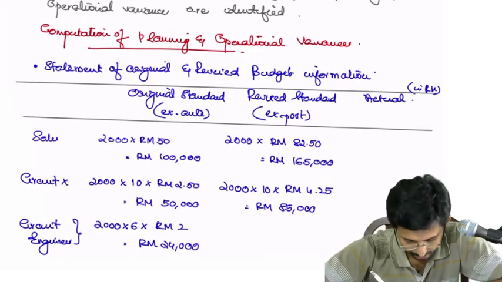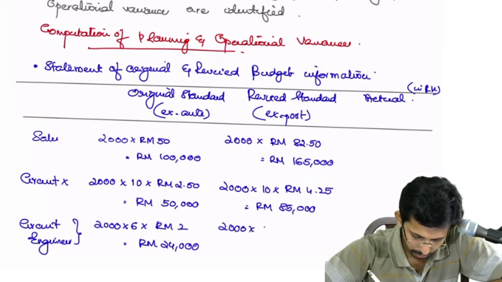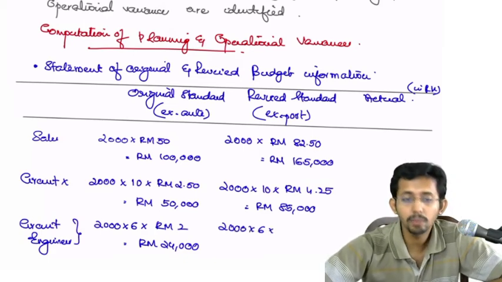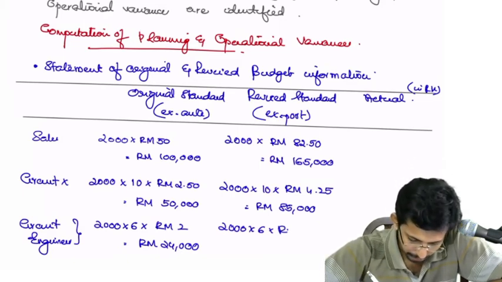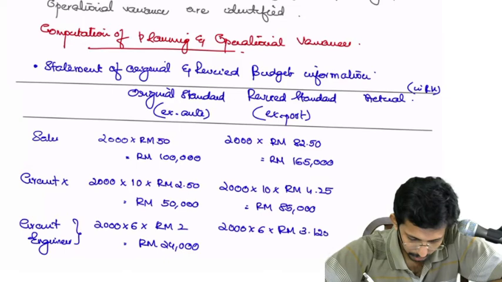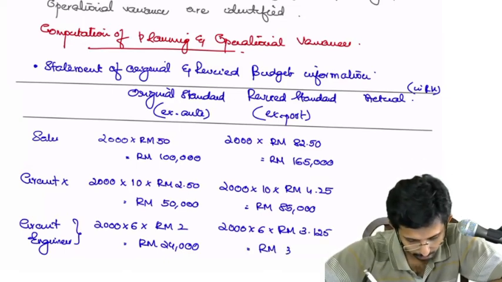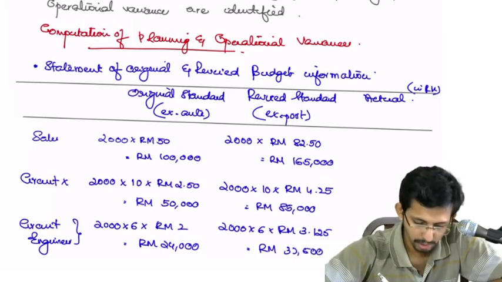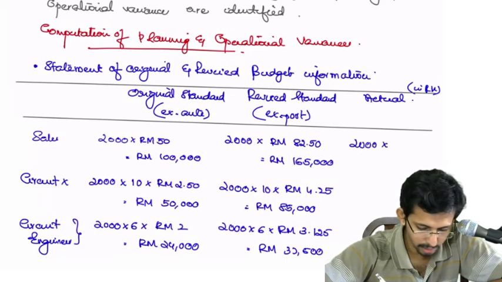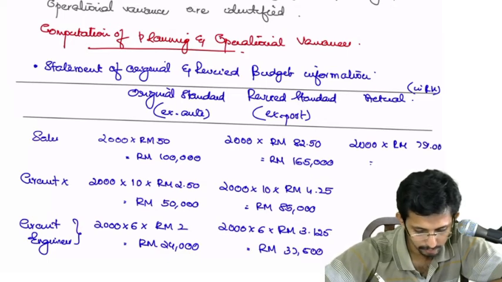Okay, next is how many hours? It is 2000 units into 6, but the rate per hour has increased from 2 to 3.125 RM. So total will be 37,500. Now actual: 2000 into RM 79. So actual 1,58,000.